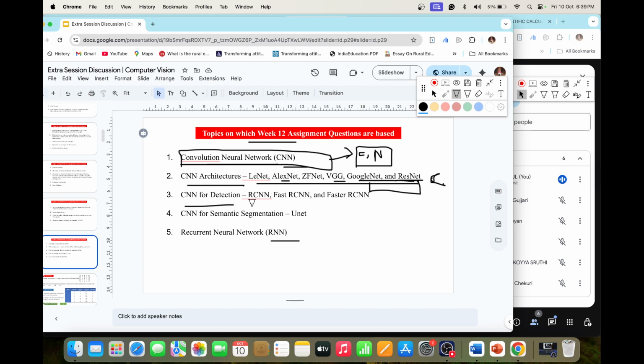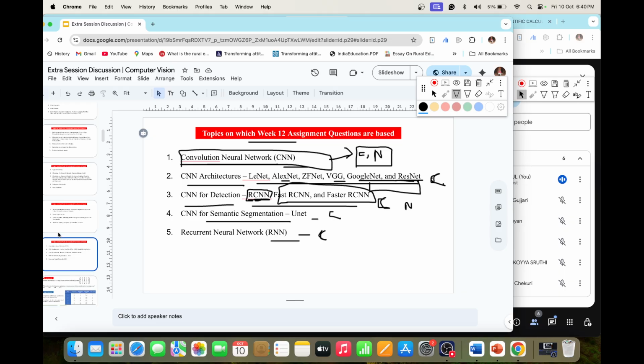Then CNN for detection, again important from a conceptual point of view, but you can expect only one numerical, which relates to your inference time. To calculate the inference time, there are two different formulas: one for Fast R-CNN and a different one for Faster R-CNN. So again, that concept is important from the numerical point of view. CNN for segmentation, again conceptual. RNN, I don't think you will have many numerical questions, but from a conceptual point of view, again you should know what RNN is. So that is regarding the whole 12 weeks.